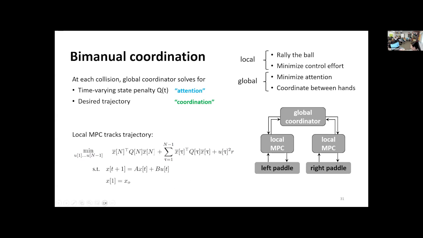We have to obey some dynamics. We start with the initial point. What is R? R is the penalty for the motor effort. So if I have a very large R, then I'm incentivized to make U very small, which would decrease my motor effort. Good question.